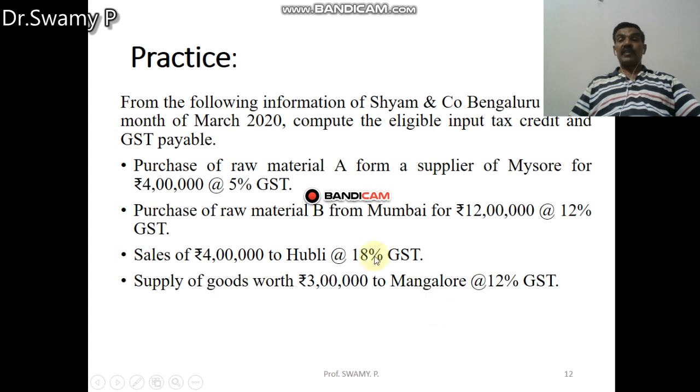So we need to calculate in this case first the output tax. What is the output tax? Sales of 4 lakh to Hubli. This is the output tax, that is 9% CGST, 9% SGST on 4 lakh to be calculated. Again, supply of goods worth rupees 3 lakh to Mangalore, this is also outward supply. Therefore, 12% GST on 3 lakh rupees, this is CGST 6%, SGST 6%, both will be output taxes.